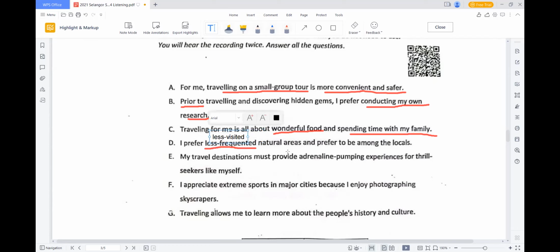So less frequented natural areas and prefer to be among the locals. And he prefers to be among the locals. That means he doesn't like to travel overseas, but prefers among the locals. Locals 是本地人，OK？本地人啊. Okay, all right. And then the second one is the travel, and this person has his own preference. His travel destinations must provide adrenaline pumping experience.